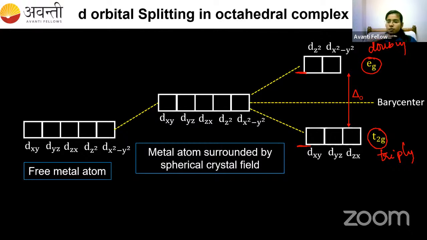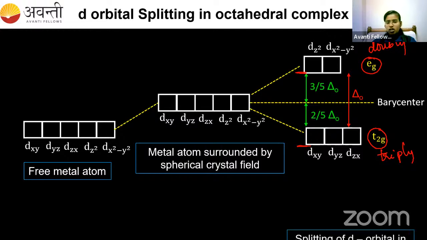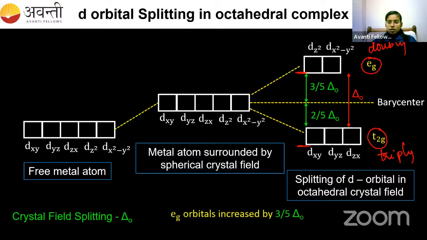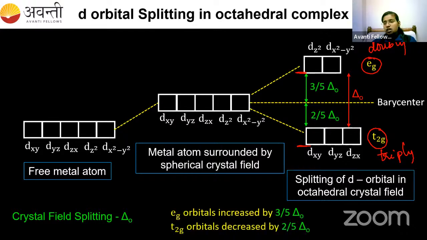Now from the barycenter, if you go to the higher energy orbital, the value will be 3/5 of delta O. And if you come lower, it will be 2/5 of delta O. This is the splitting of d orbitals in octahedral crystal field. Delta O is called the crystal field splitting in octahedral field. The eg orbitals are increased by 3/5 delta O. The t2g orbitals are decreased by 2/5 delta O. Got it? These are the things you should know about the octahedral splitting. This is very important.